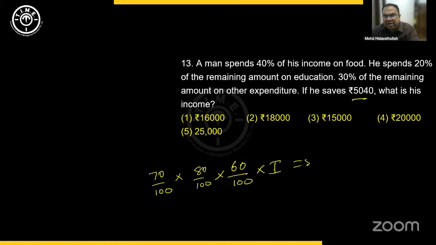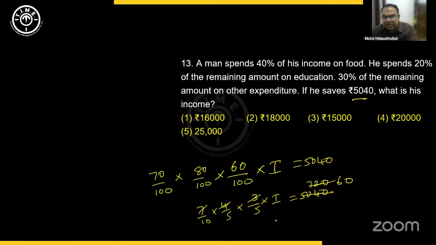This is given as 5040. How much is 60%? 3 by 5. I will directly like this. This is 4 by 5 into 7 by 10 is equal to 5040. 7 sevens 49, 14, 720. Then 12 goes 60 times. I is equal to 5 into 5 into 60 into 10. 15,000. That's the answer. I am writing only savings here.